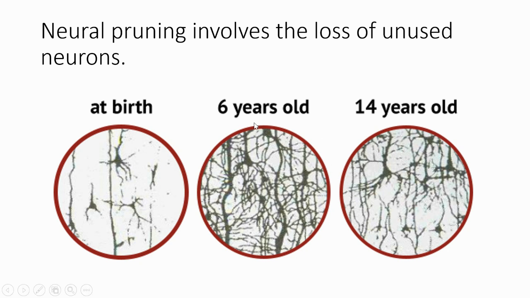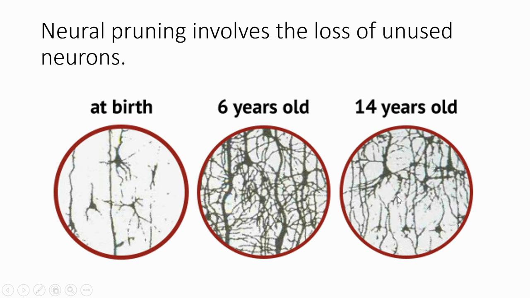So as you get to 6 years old and you have all these connections, some of those are phenomenal and you want to keep them, but not all of them are going to be useful. Sometimes you learn things that don't actually help you survive. And then, this is where your notes really ought to kick in, you start the process of neural pruning. Neural pruning is the loss of unused neurons. We can also consider neural pruning as the loss of unused connections or unused synapses. So as you move from 6 years old to 14 years old, you're going to cut some of those connections and kill some of those nerve cells.